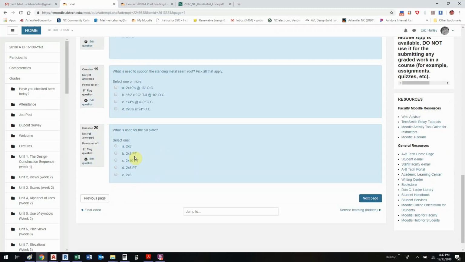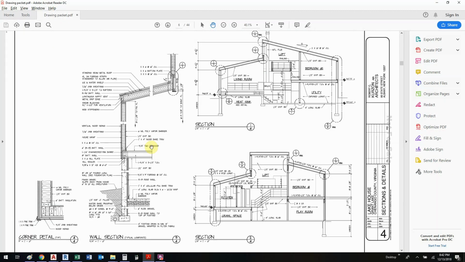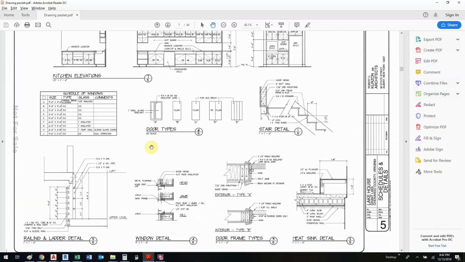What is used to support the standing seam roof? Pick all that apply. Now here's your choices, and I know when this test was first posted, a couple of these answers were wrong, and I do apologize for that. So let's go back over here and find the standing seam detail on here.